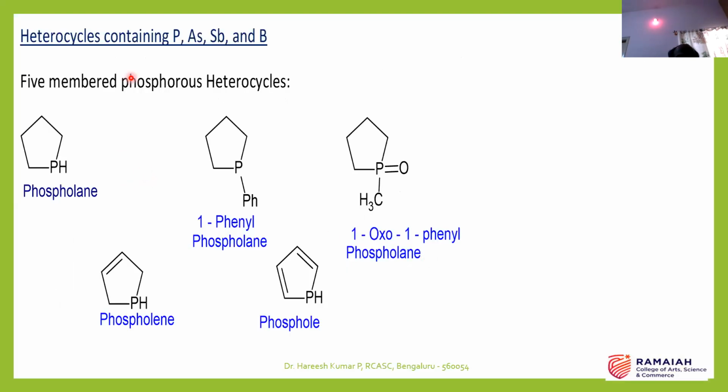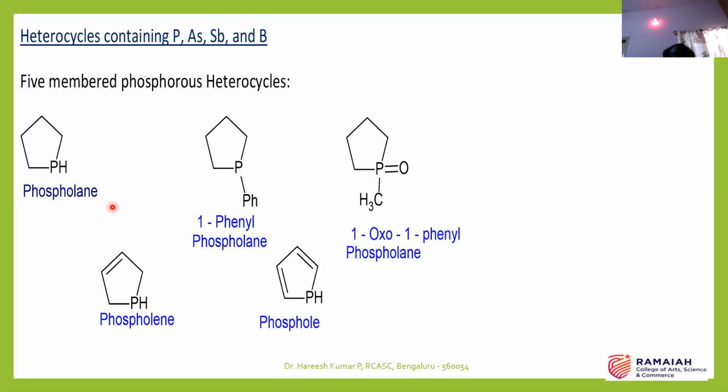So you know that there are heterocycles containing phosphorus, arsenic, antimony, and boron. As per our syllabus we are not discussing boron, but we are discussing the heterocycles containing phosphorus, arsenic, and antimony. So let's look into the 5-membered phosphorus heterocycle. A 5-membered phosphorus heterocycle means this is one: phospholane.